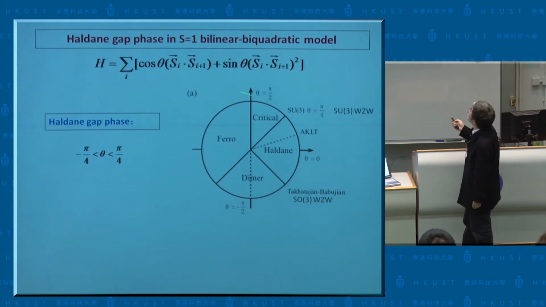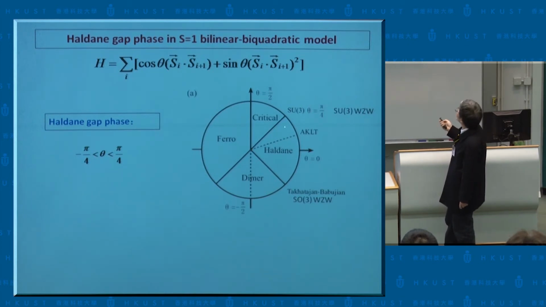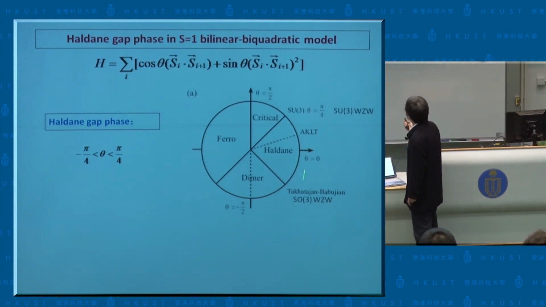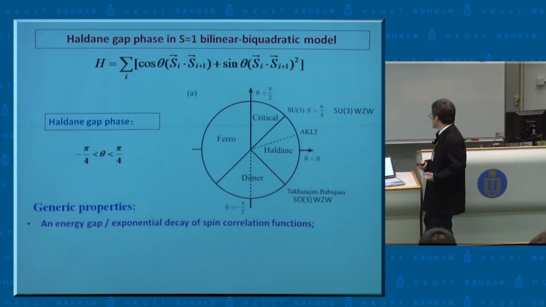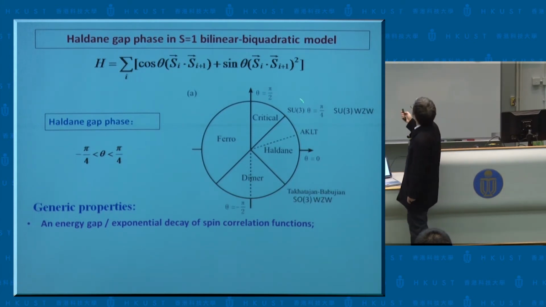However, one can also consider the bilinear-biquadratic Hamiltonian, and clearly there's a phase in the ground state phase diagram, a parameter range in this phase diagram. In this whole phase, somehow the properties obtained at the AKLT point are actually valid in this whole phase.